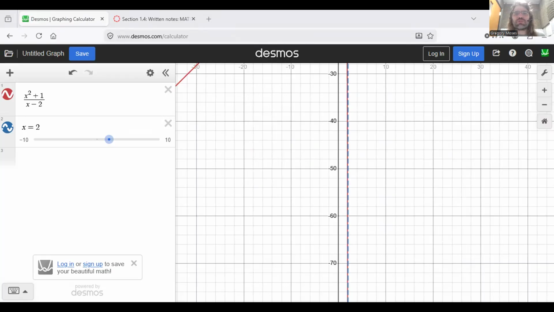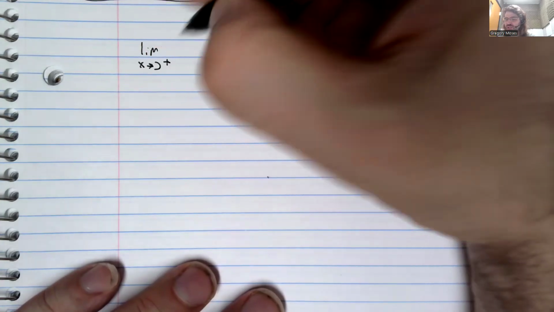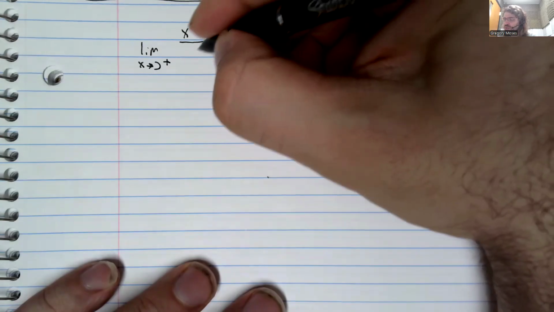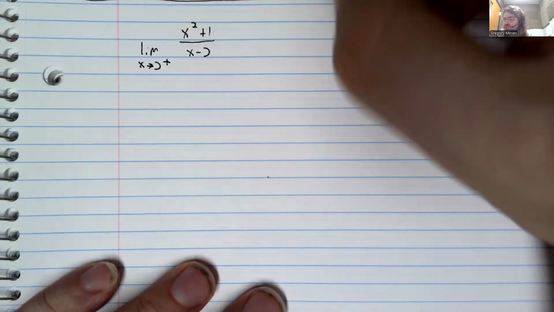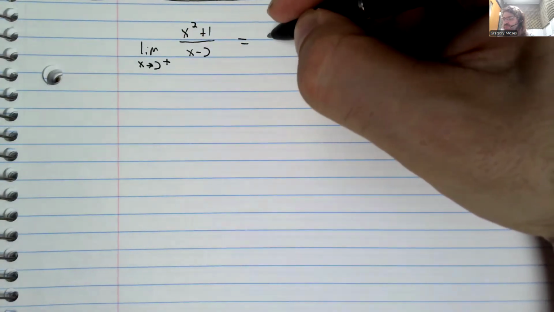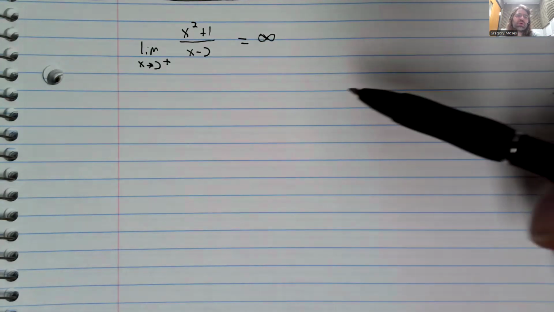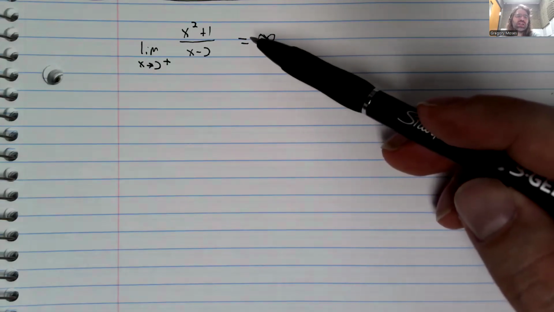So we write precisely that. The limit as x approaches 2 from the right of x squared plus 1 over x minus 2 is said to be positive infinity. Just like with numbers, we don't put a plus sign here to indicate positive. We just write the infinity sign.